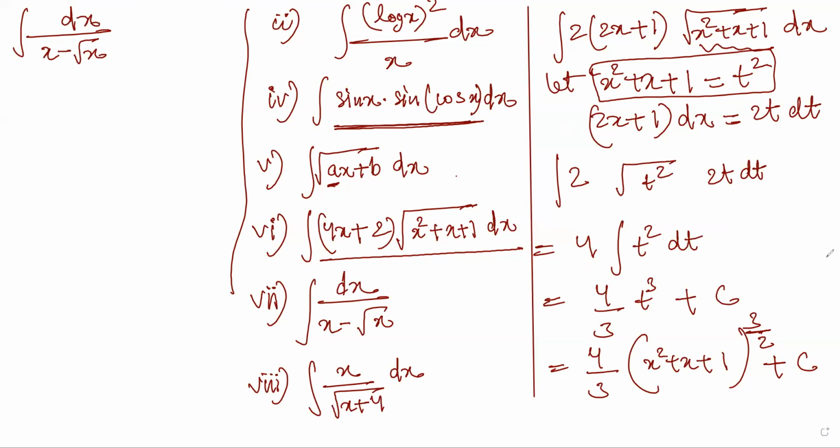No. 4 by 3 was out of the bracket. So 4 by 3 was in multiplication with t cube. Now for this, I've just substituted the part t, nothing else. So 4 by 3 was outside the bracket. It was always outside the bracket because it was with t cube. I have just substituted the value of t back into the answer, and that is why I got this x square plus x plus 1 to the whole power 3 by 2. 4 by 3 was always outside this.